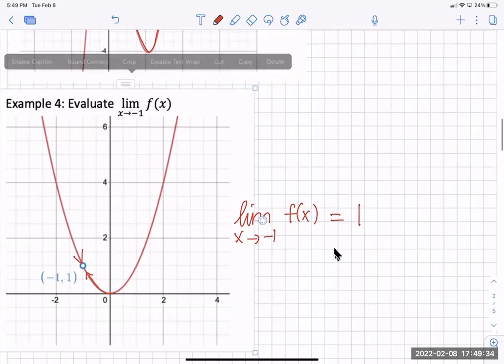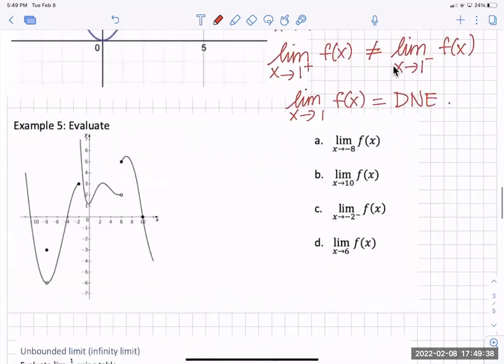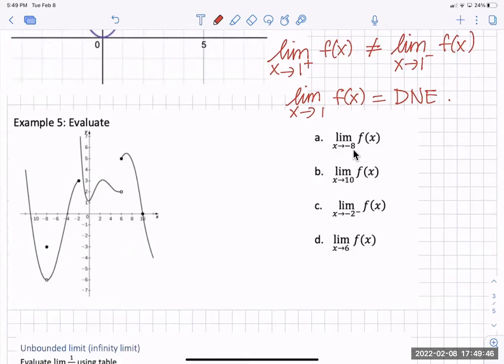All right, so let's look at this one, the big example, example number 5. I have the graph. Let's combine everything. I want to find the limit as x approaches -8. So where is -8? -8 is right here, okay? And the limit approaching from the left and right of -8 is equal to -6, because they both approach this. So it's going to be -6, correct?